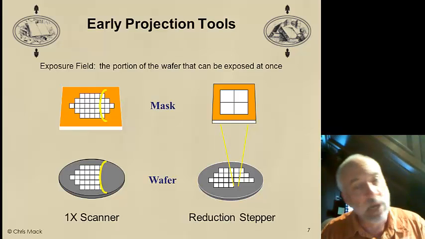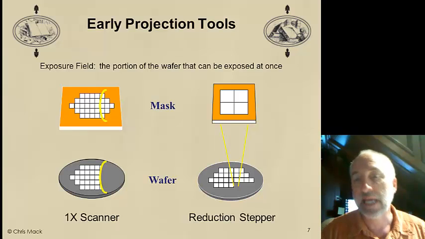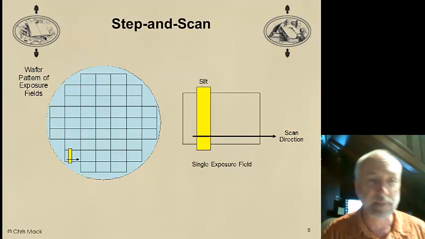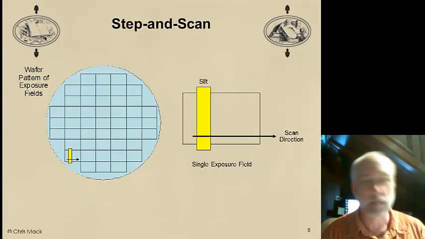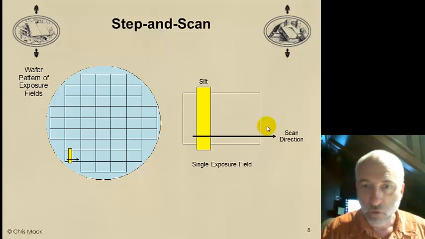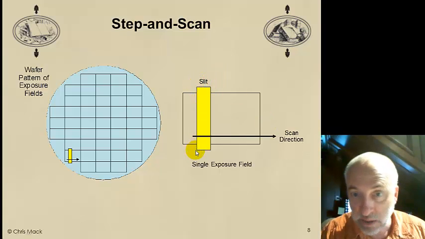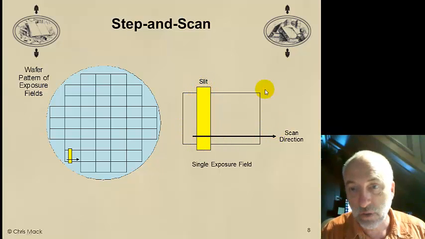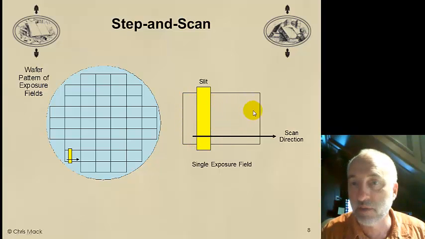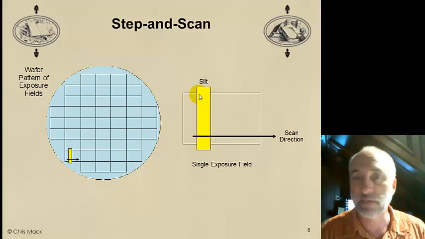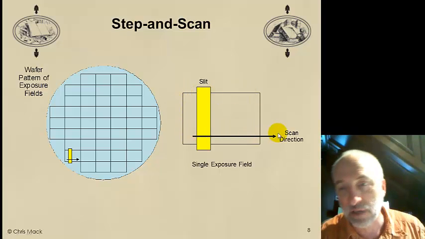Well, we can combine both of these concepts of scanning and stepping in what's called a step and scan tool, and this is what is very popular today. So we have a slit. Now it's a rectangular shaped slit instead of an arc shaped slit. We have a slit, and it scans one field. So this would be one mask pattern. It could have 1 chip, or it could have 4 chips or 16 chips or some number of chips, whatever can fit in this field, and I scan across the field.